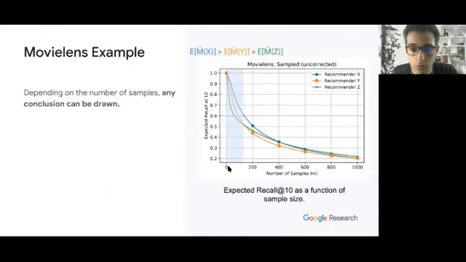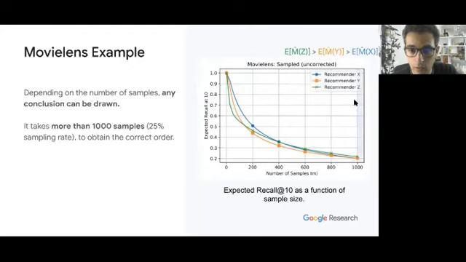When the sample size is small, we conclude that in expectation, X is better than Y, which is better than Z. Then, as we increase the sample size, the order of Z and Y is reversed. Then the order of Z and X is reversed. And finally, we get to the correct order when the sample size is more than 1,000. This corresponds to about a 25% sampling rate.